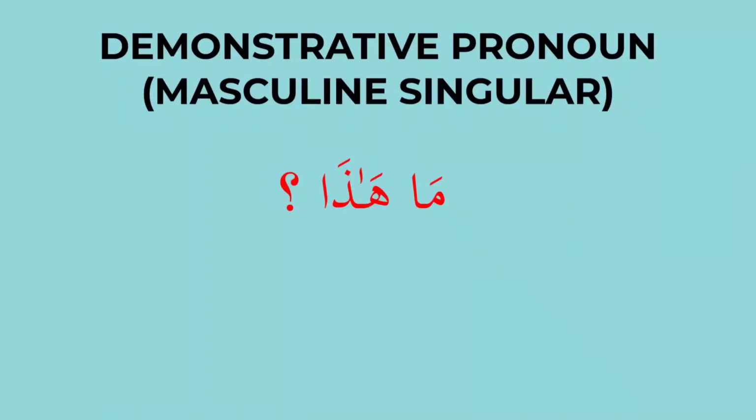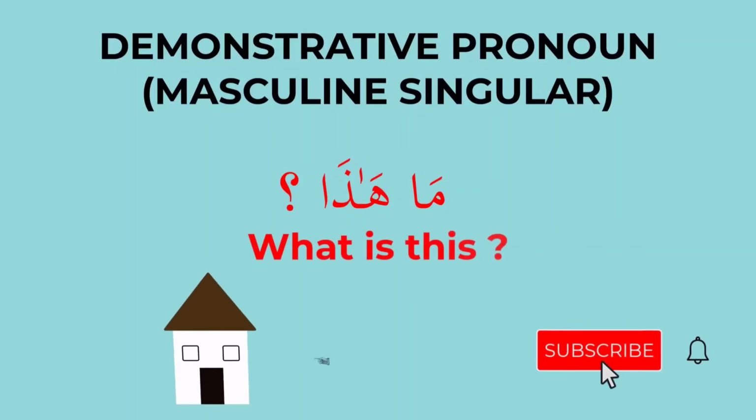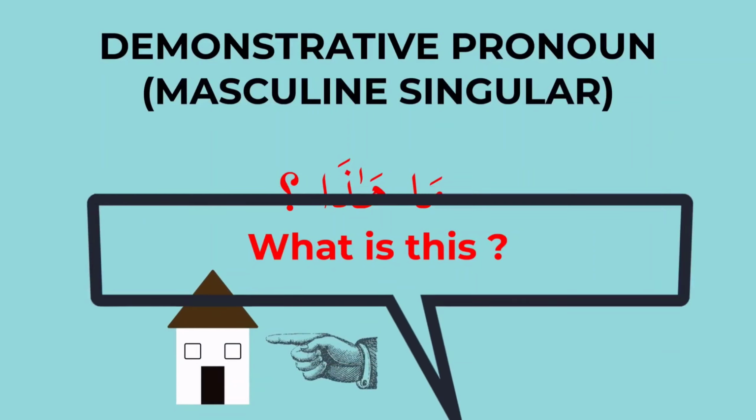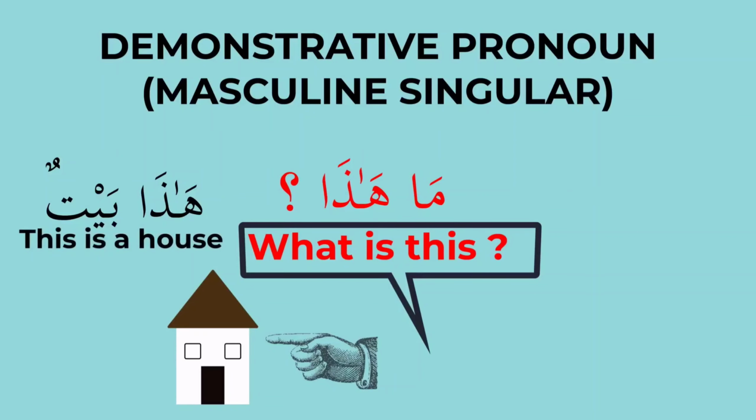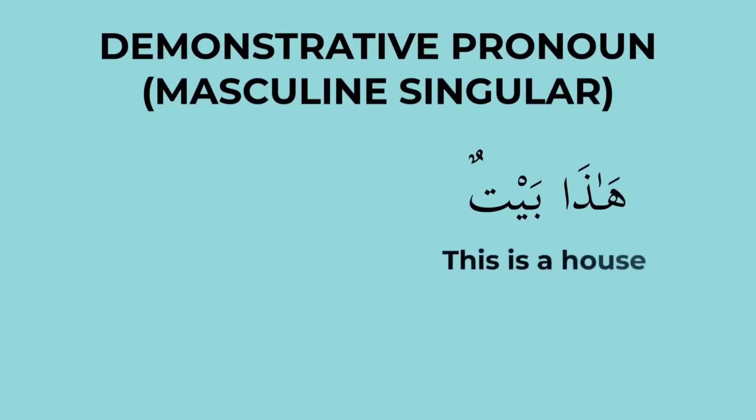Okay. So when you ask a question, you say ma hadha. Ma means what? Hadha means this. What this? No, it is "what is this?" Because the copula verbs are not in Arabic. Linking verbs are not there. Ma hadha. What is the answer? Hadha baytun. This is a house. What is this? This is a house. Hadha baytun. This is a statement.